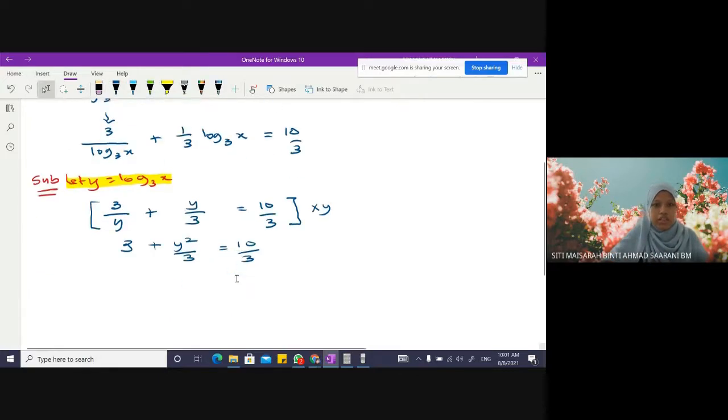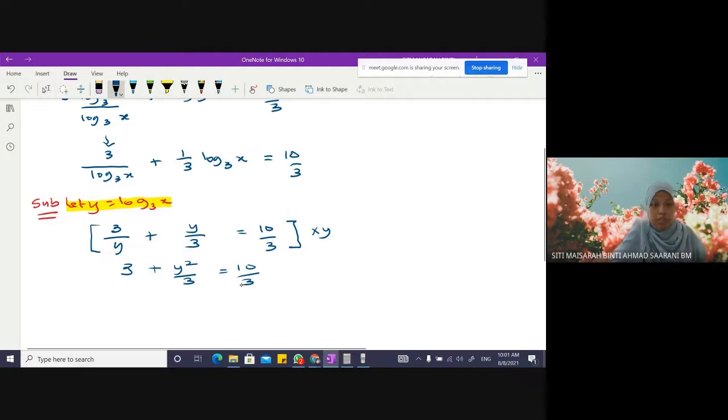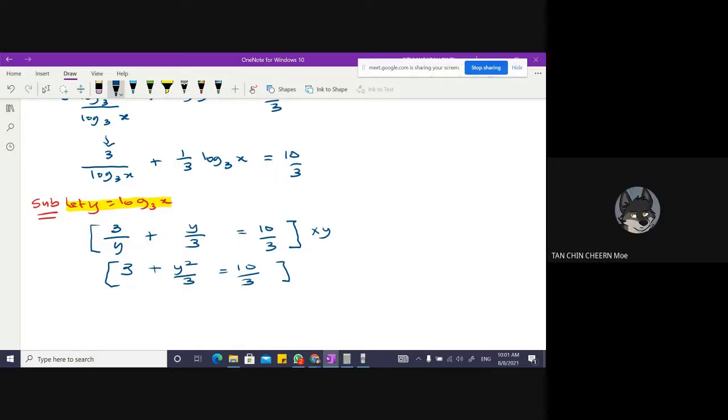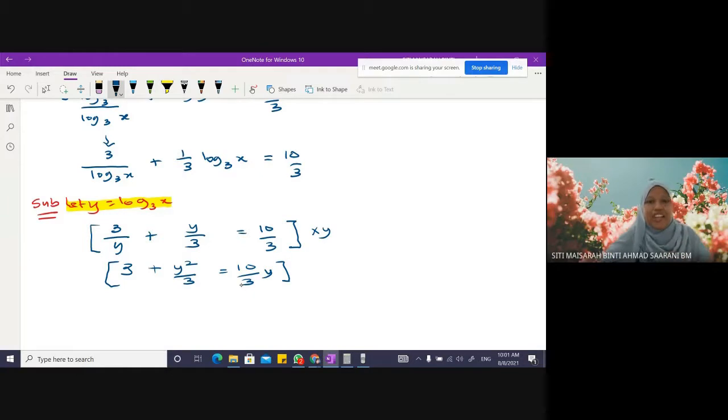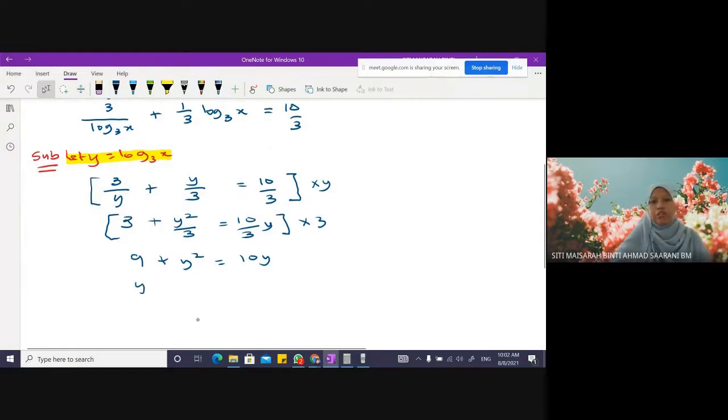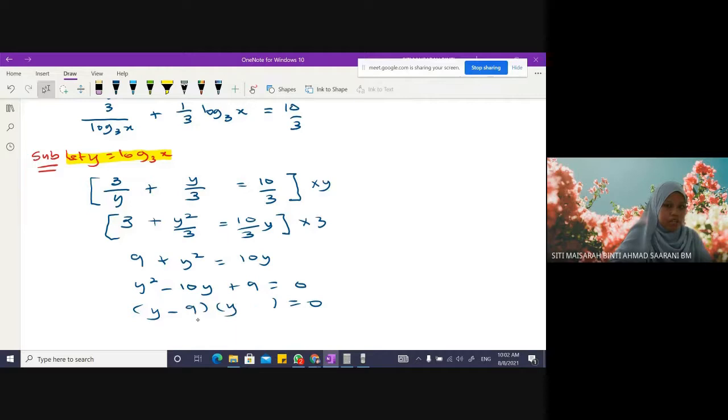Okay. So then to get rid of this 3, we can multiply. The right side has no y. Oh sorry, y, okay. Alright, and then we can multiply with 3. Thank you. And then this becomes 9 plus y squared equals 10y. So we rearrange as a quadratic equation. So it becomes y squared minus 10y plus 9 equals 0. Then you can factorize. You get y minus 9, y minus 1. So y equals 9, y equals 1.